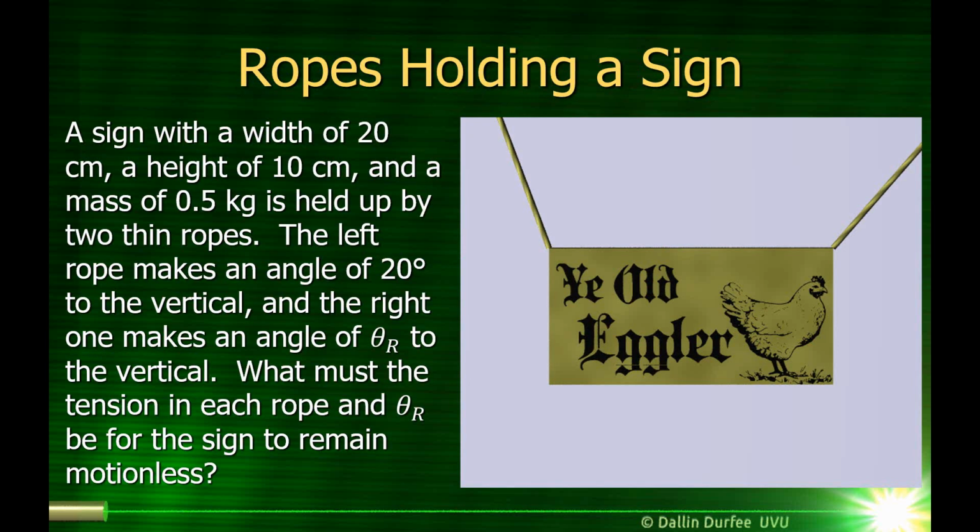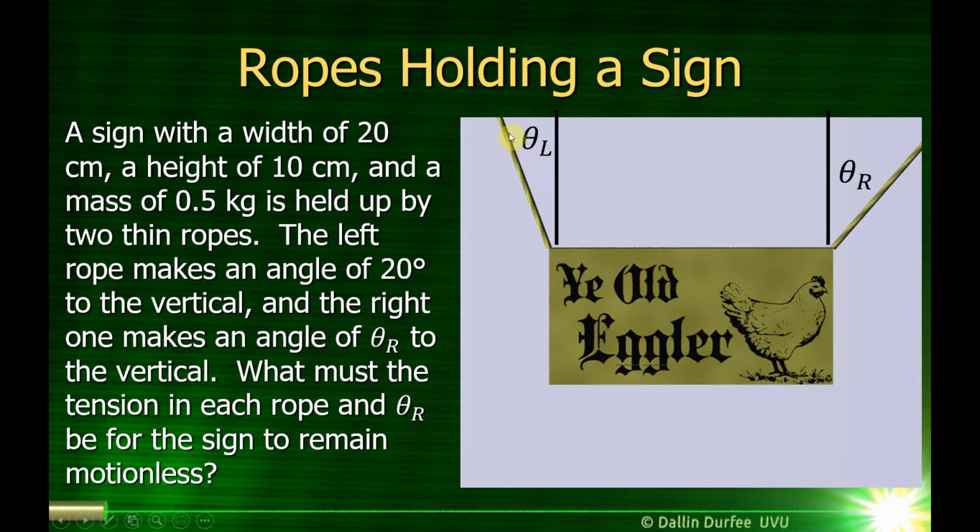A sign with a width of 20 centimeters, a height of 10 centimeters, and a mass of 0.5 kilograms is held up by two thin ropes. The left rope makes an angle of 20 degrees to the vertical, and the right one makes an angle of theta R to the vertical. What must the tension in each rope and theta R be for the sign to remain motionless? Well, let's do our diagram.